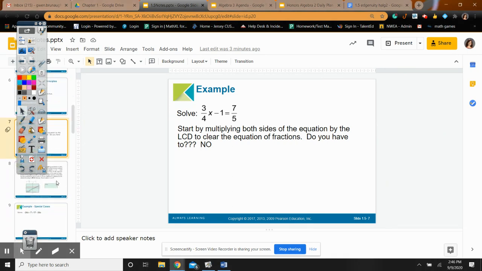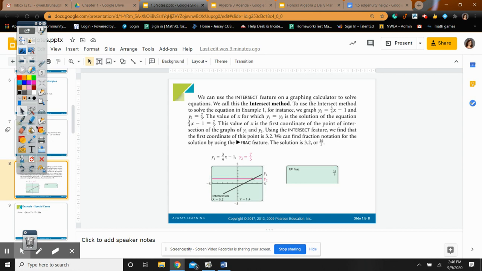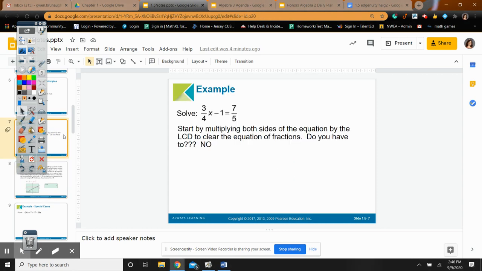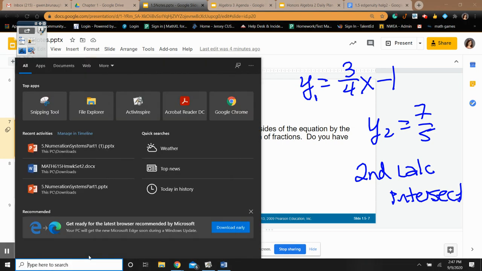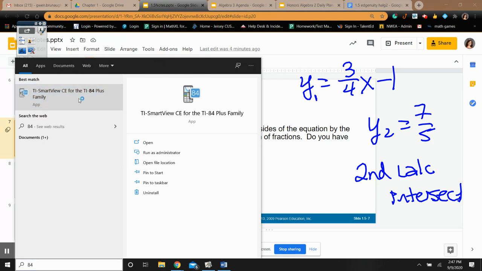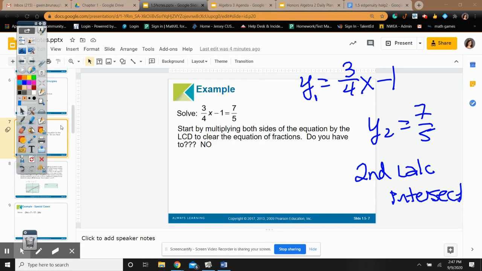Let's move along here. Another method you could do is to use a button on your calculator called intersect. So on this one that we just did, if I type y equals 3/4 x minus 1 into y1, and into y2, I just type in 7/5, I can do second, calculate, intersect, and it would also solve the problem for me. Not many kids like to do this, but I'm going to see if I can show you how this would work to see if you like it.